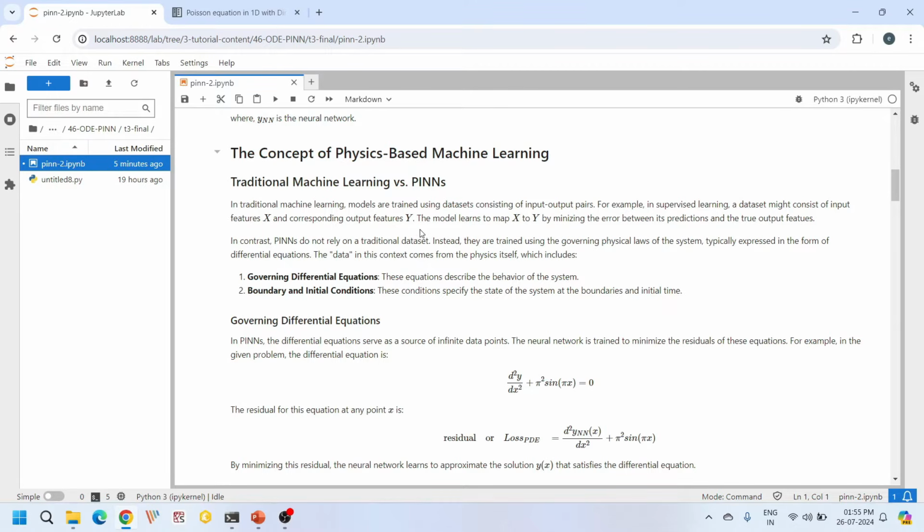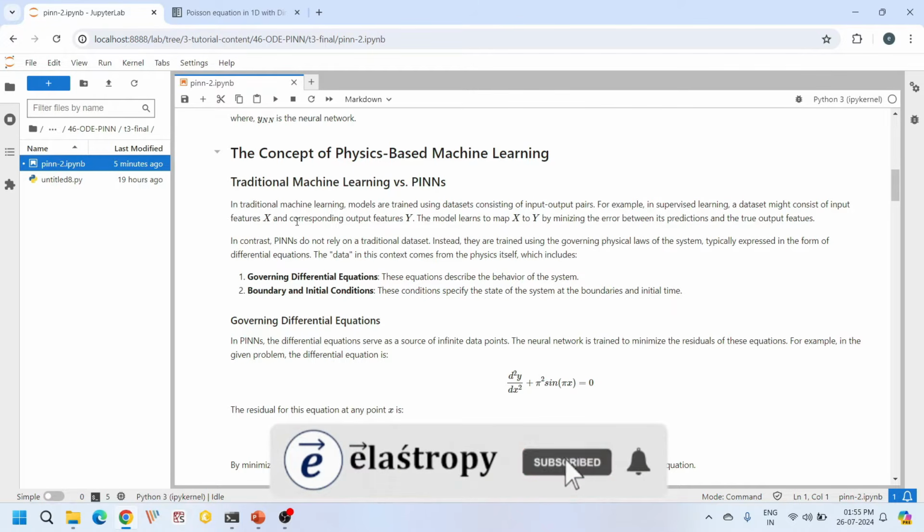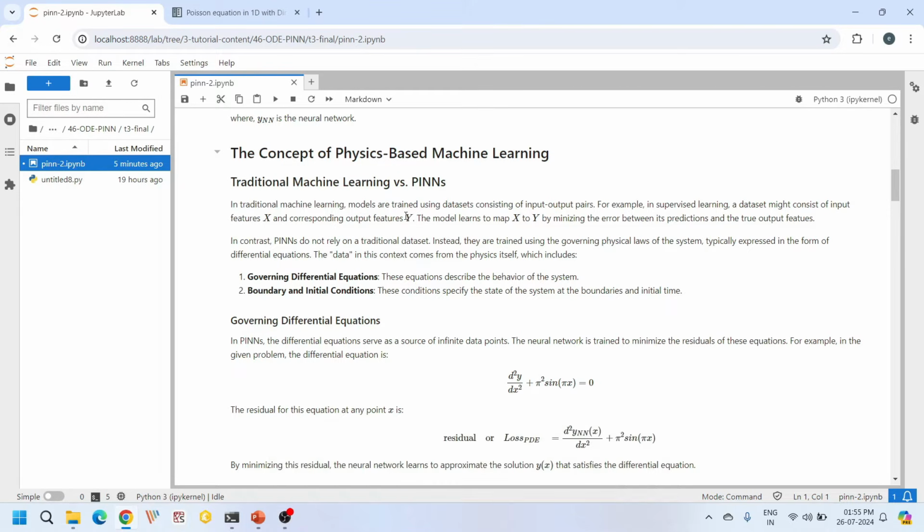In traditional machine learning, the models are trained using data sets. For example, in supervised machine learning, a data set might consist of X input features and Y output features. The machine learning model tries to map the X input features to the Y output features by minimizing the error between the predictions from the neural network and the true values of the output features.